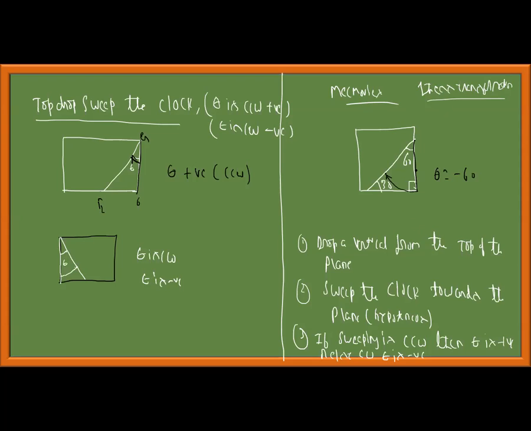From the top, you're dropping a vertical line and sweeping the clock. This is 6 p.m. or 6 a.m. You're sweeping the clock. If your sweeping is in the clockwise direction, theta is negative. If your sweeping, as in this case, is in the anti-clockwise direction, then your theta is positive. Okay, this is the sign convention. When you solve the problems, you'll get used to this.